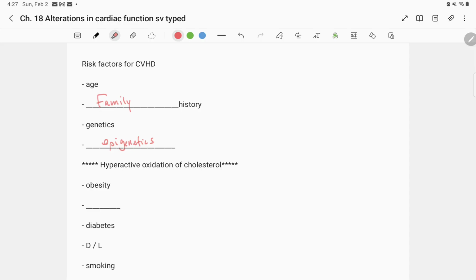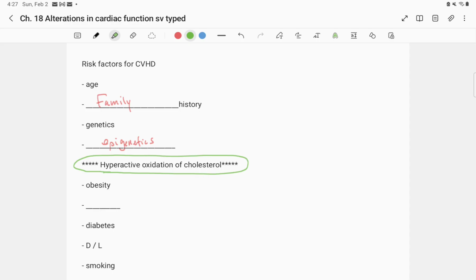All right, hyperactive oxidation of cholesterol. Okay, we're going to talk about that in more detail in a minute. That's why I have so many asterisks beside it, because that's a very important topic.